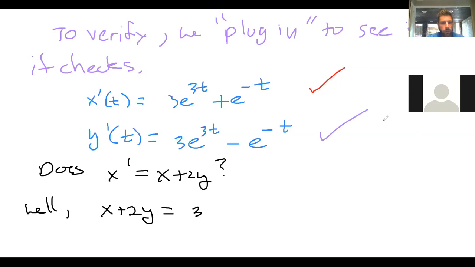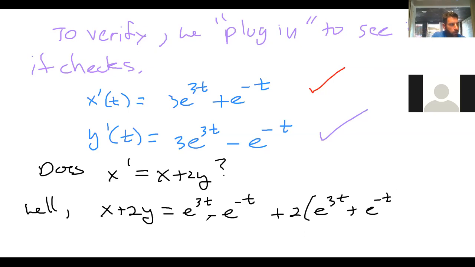What's x? x, by definition, or what we told you, is 3e to the 3t minus e to the negative t, plus 2 times y. Well, what's y? y is e to the 3t plus e to the negative t. So if I combine my like terms, I have e to the 3t minus e to the negative t plus 2e to the 3t plus 2e to the negative t.